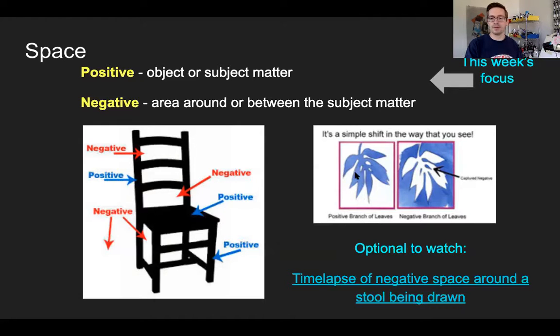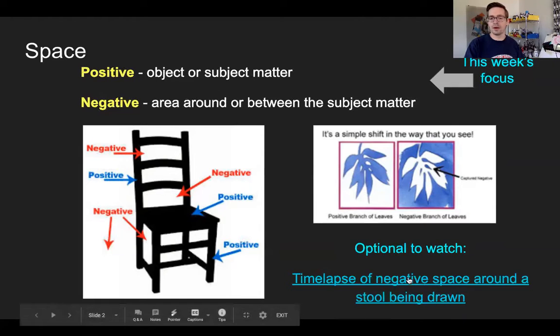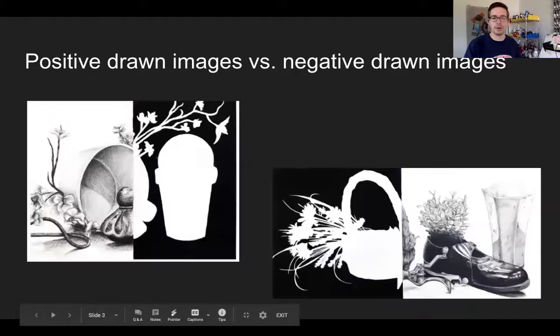And so this is being emphasized, but if you flip it, technically this is the negative space and this is the positive space. But you could also say the positive space is what's being emphasized here, and the negative space is the space around it. So you can kind of flip them, depending on how you do this. Here's a time lapse of positive negative space around a stool being drawn. If you want to pull that video up, you can. You don't have to. It's just an option.